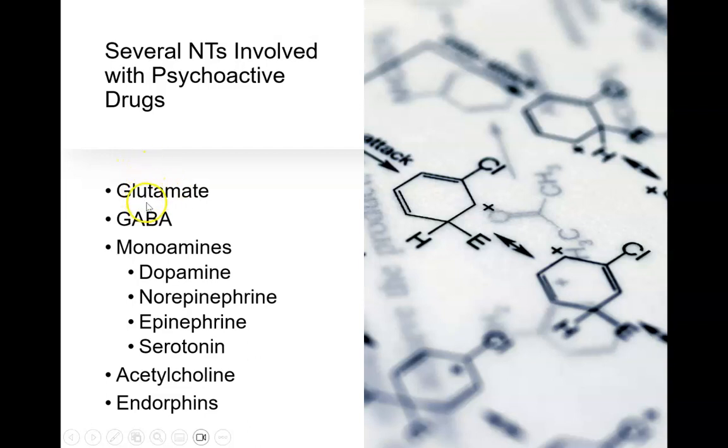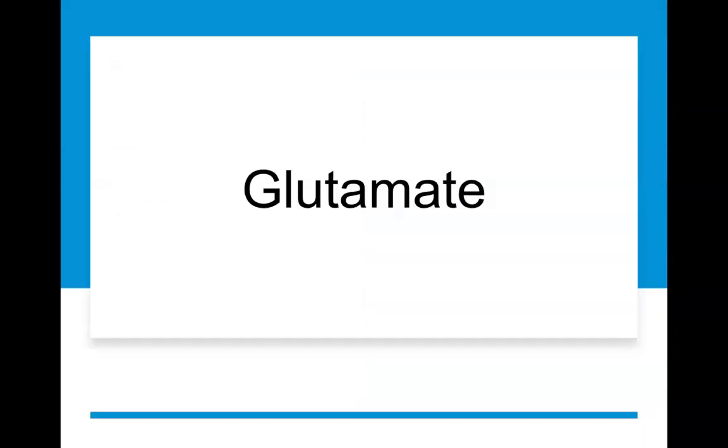So we're going to talk about glutamate, GABA. We're then going to talk about the monoamines. We're going to talk about the 3 catecholamines, dopamine, norepinephrine, and epinephrine. And then we're going to talk about the indolamine, serotonin. We're also going to talk about acetylcholine, and I would encourage you to read on endorphins and nitric oxide on your own time. So we're going to start by talking about glutamate.